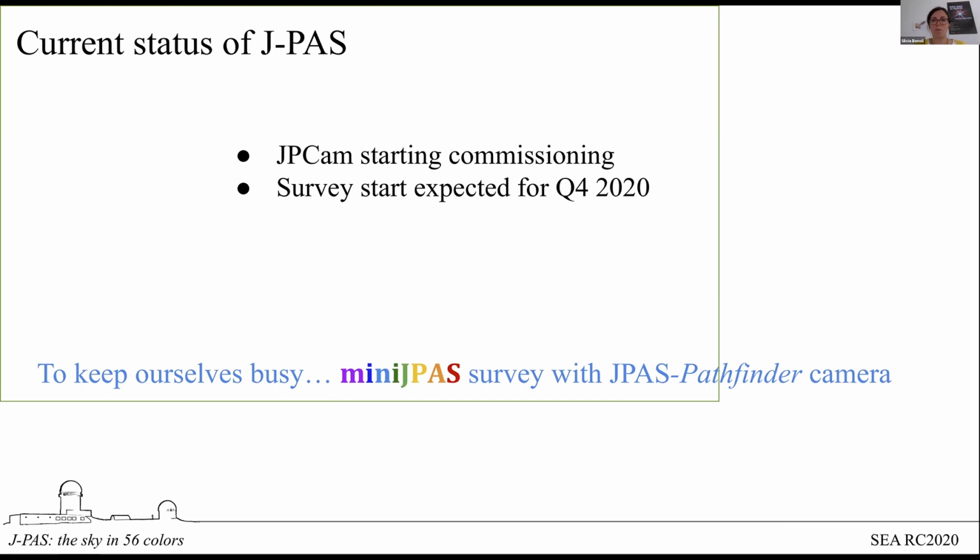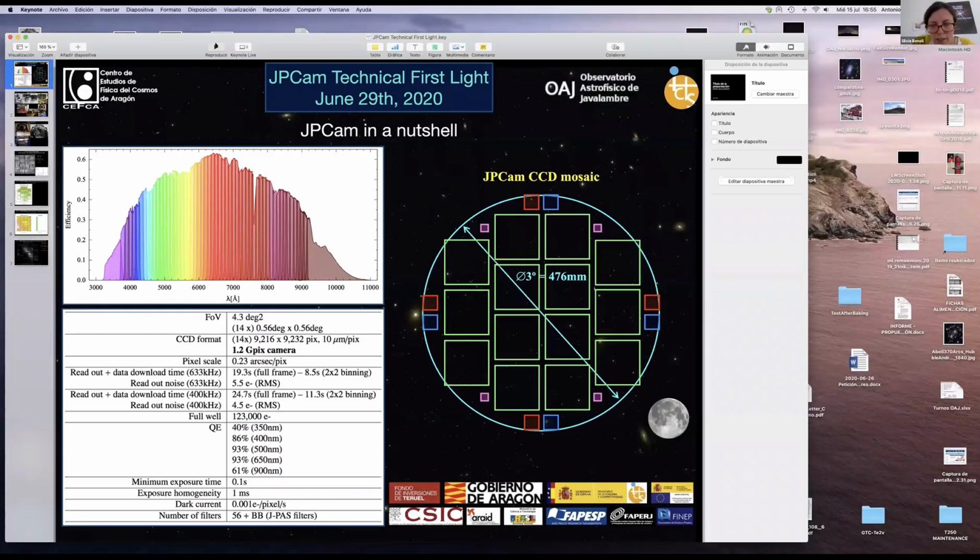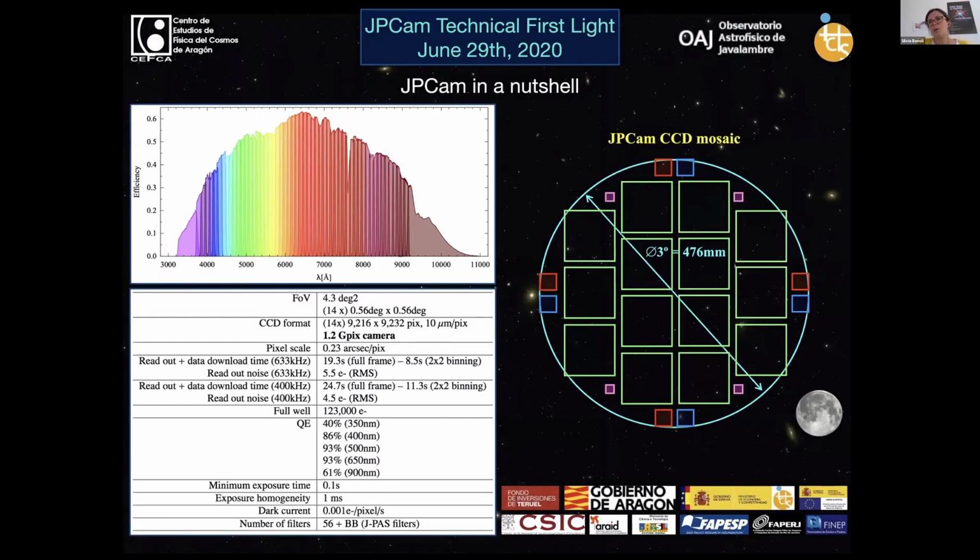Okay, so what's the current status of J-PAS? We heard that JPCAM just had first light, and we'll hear more details in a minute. And we expect to start the J-PAS survey at the end of this year. To keep ourselves busy with an interim camera, what we call J-PAS Pathfinder, we did this small survey called miniJPAS, and we'll talk about that and the first data and the first science results just after Tony talks about the first light. So I actually stopped sharing. Maybe we hear Tony, and then if there are a couple of questions on this first part, you can also add the questions in the chat, and we'll try to answer them.